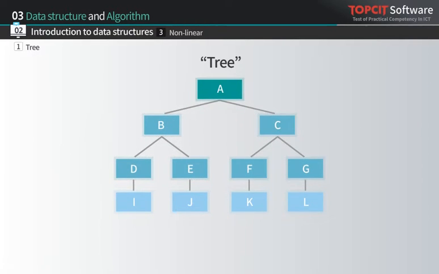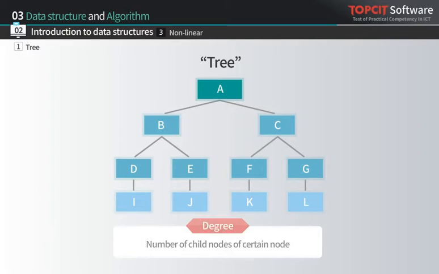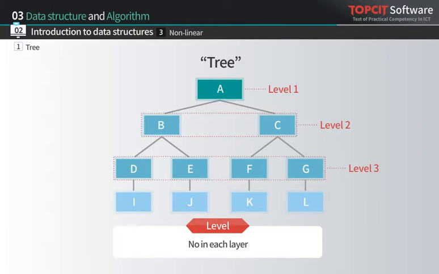And let's take a look at degree, height, and level. Degree is the number of child nodes of a certain node. For example, the degree of the node B is 2. The degree of C node is 2. The degree of the node A is 2. And level is the number of each layer in the tree. Level 1 is A, level 2 is B and C, and level 3 refers to D, E, F, G.